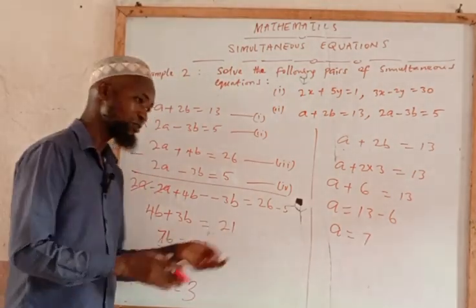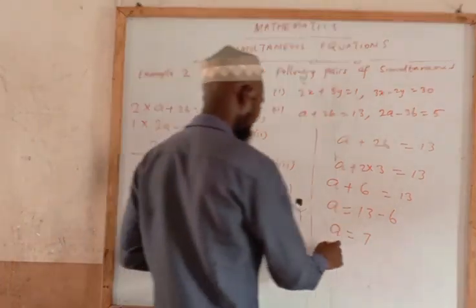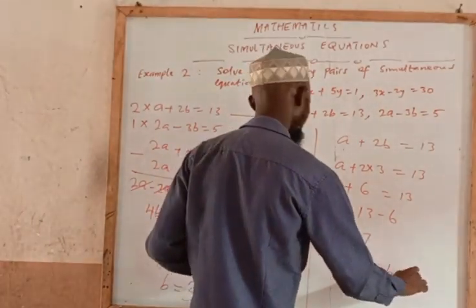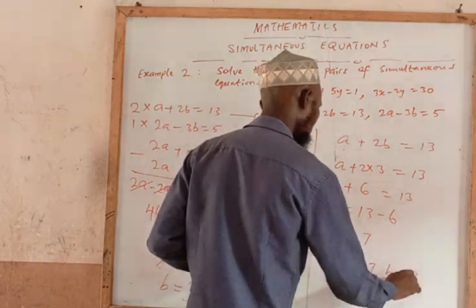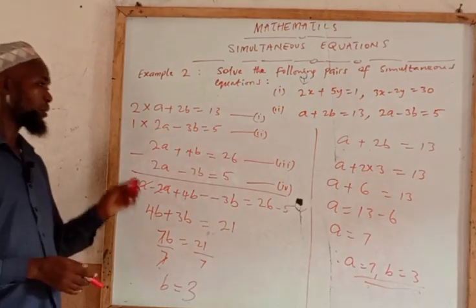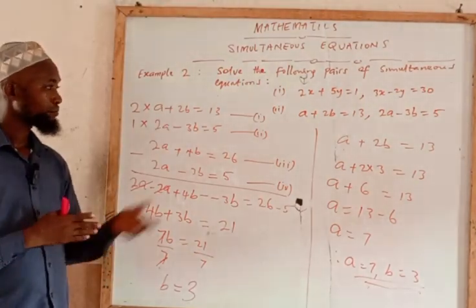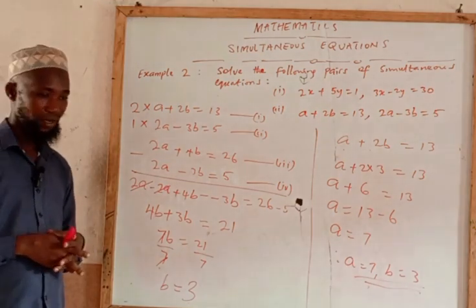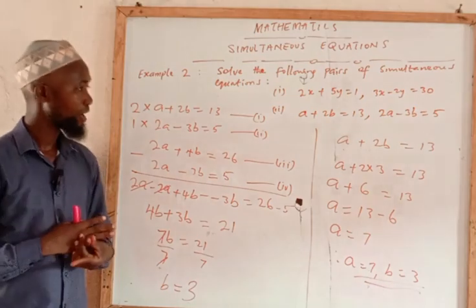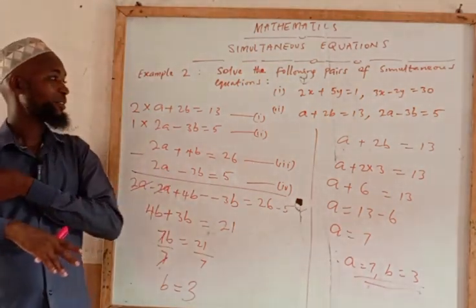So with this, I can summarize the whole thing which happened on the board by saying that therefore a is equal to 7 and b is equal to 3, and that also gives the complete solution to the second question under our second example. So that is how far we can go today. This is just the introduction to this interesting topic.